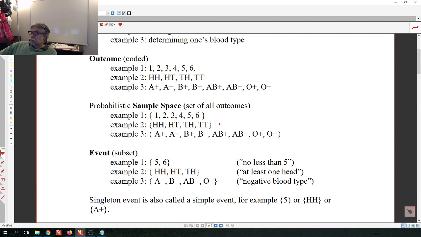In case of flipping a fair coin twice, this would be an event: HH, HT, TH, which you can call at least one head. So HH is heads on the first and the second flip, HT is heads on the first flip, TH is heads on the second flip. But in any case, you are talking about 3 out of those 4 that you have in a sample space. The sample space itself is an event because it's its own subset, right?